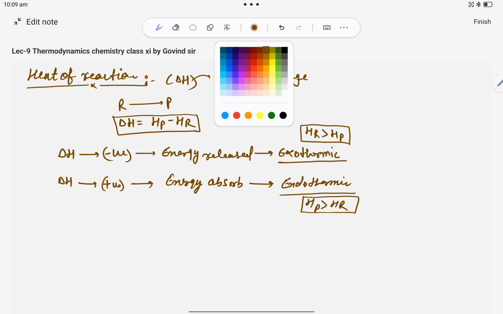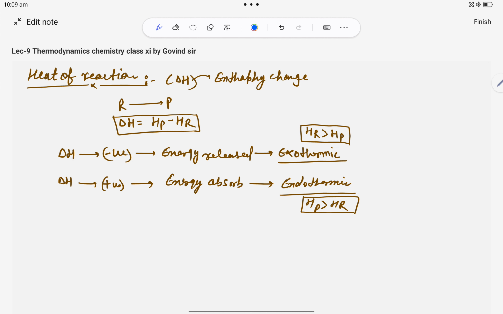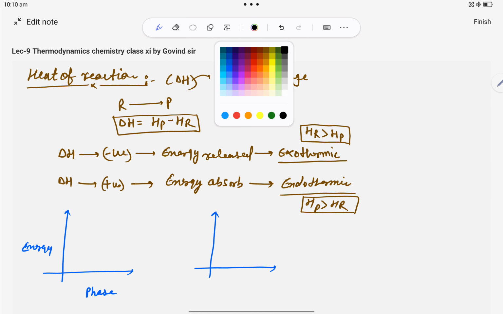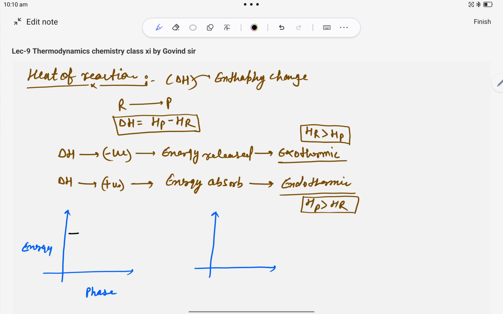Going a little back means going to the equilibrium topic. In the equilibrium, children, if I am making a graph of energy versus phase of reaction, here it's energy and here it's the phase of reaction. If you remember, this is reactant and this is product, so it's happening like this.